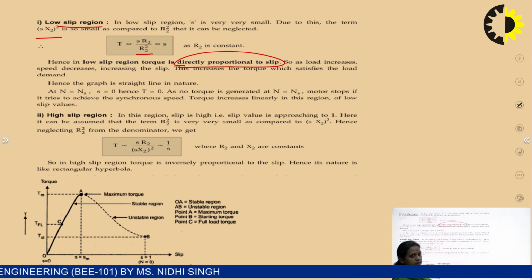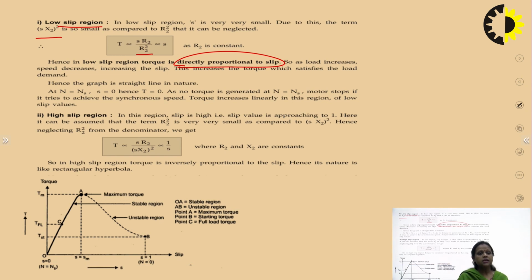In this region, when the load increases, the speed will decrease. The speed decreasing means there is an increase in the slip, and this increases the torque, which satisfies the load demand. As the torque is directly proportional to S, the nature of the graph is a straight line.